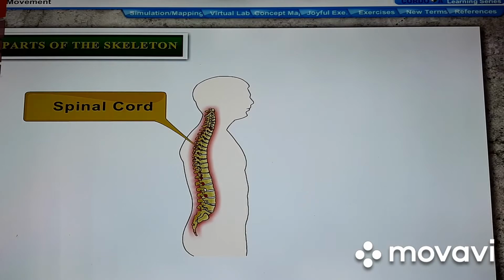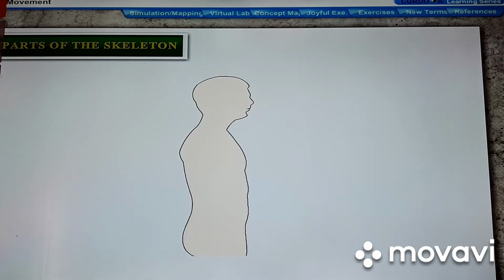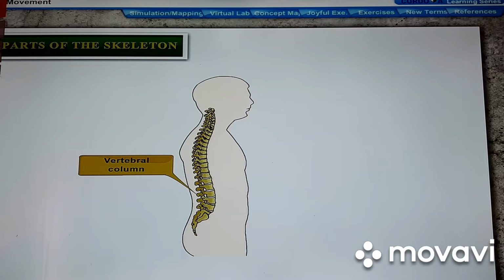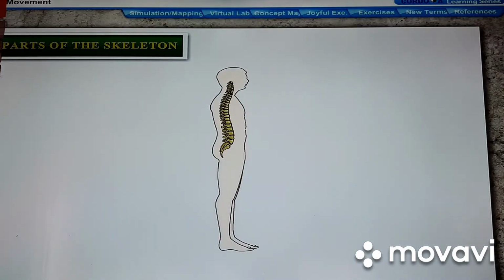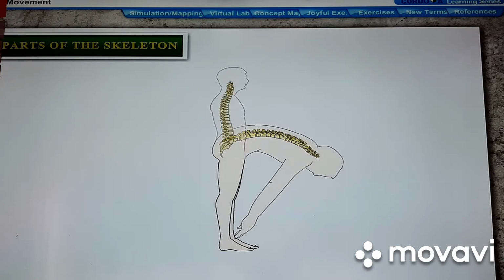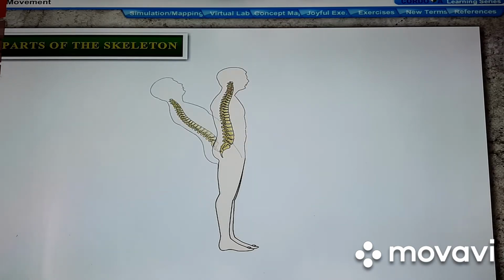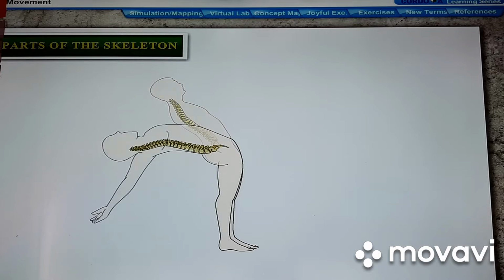Backbone or spine. The backbone forms the main axis of the skeleton. It is made up of 33 small bones called vertebrae. These small bones join together to form a strong column called the vertebral column. It protects the delicate spinal cord. The vertebrae can move over each other. This allows you to bend and twist your back as shown in the figure.